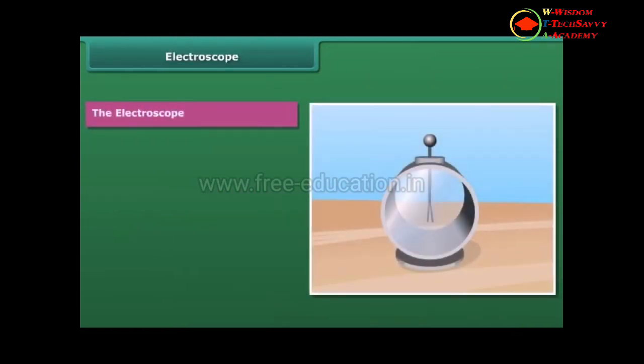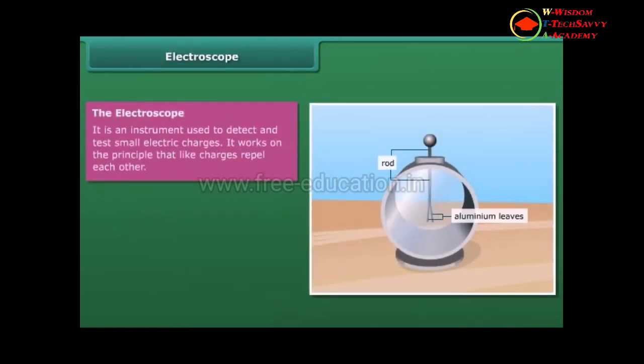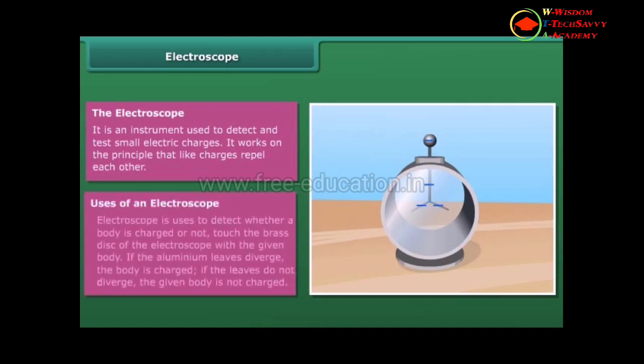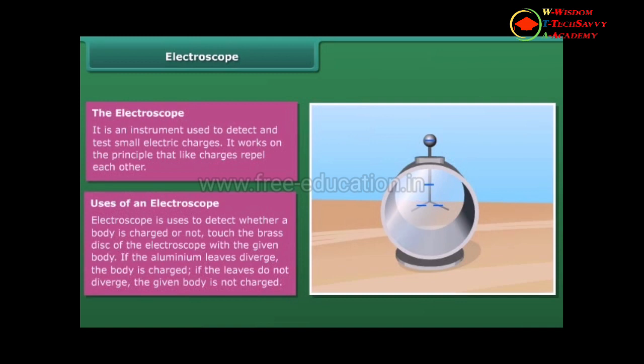The electroscope. It is an instrument used to detect and test small electric charges. It works on the principle that like charges repel each other. Uses of an electroscope. Electroscope is used to detect whether a body is charged or not.